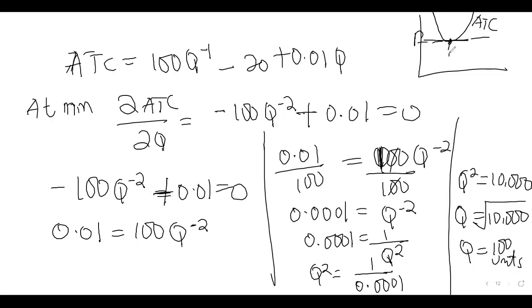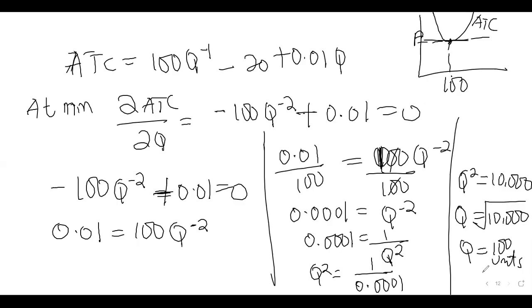The number of units at the minimum average total cost is what? 100. It means that 100 units is the number of units that minimizes average total cost. So once we put it in the average total cost function, we are supposed to get the minimum average total cost.